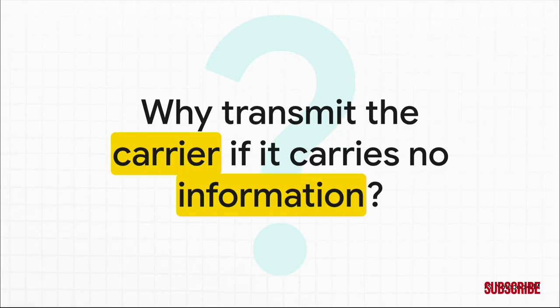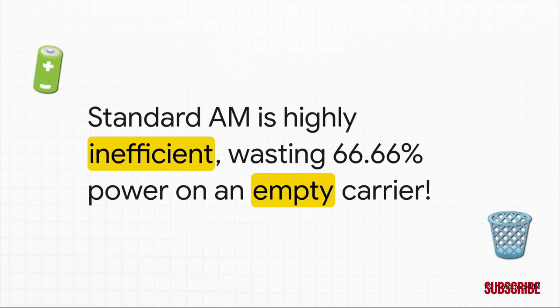I want to pose this critical engineering question directly to you. Think about it. The carrier is just a high-frequency sine wave, right? It contains absolutely zero actual information from our message. All the actual data, your voice, the music, is sitting in those sidebands. So if the carrier carries literally no information, why on earth are we spending 2/3 of our power budget to transmit it?